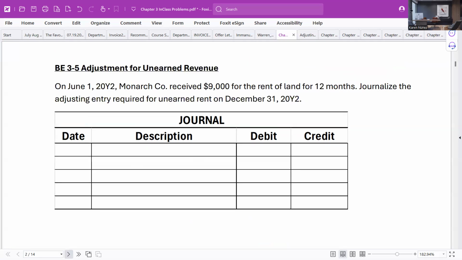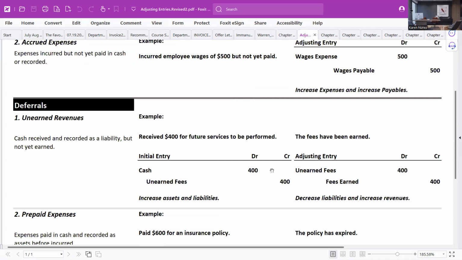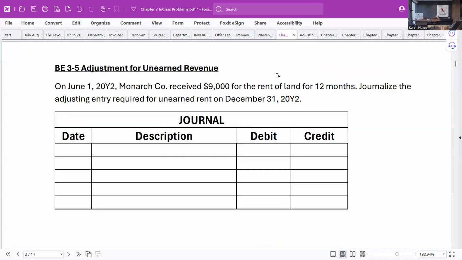Next. BE 3-5. Now we've got an unearned revenue that we need to adjust for. So very quickly, unearned revenue, what does that mean? That means that initially the revenue was received in cash, but not earned, so it went into an unearned account. Now when we adjust, we take it out of the unearned account and we put it in the revenue account. That's what we need to be able to do here.